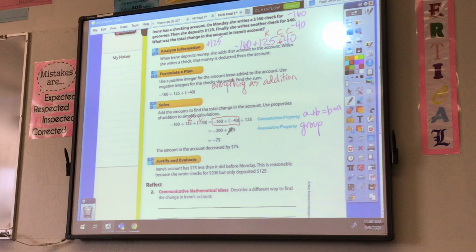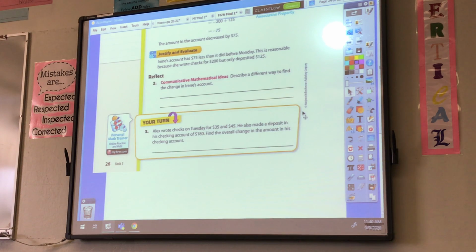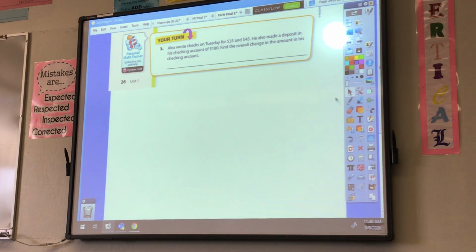I'm late. All right, so those little properties there are rules that we can use to make our lives easier. That's what we want to do. So let's take a look at the reflect. Actually, I want to go to number 3.